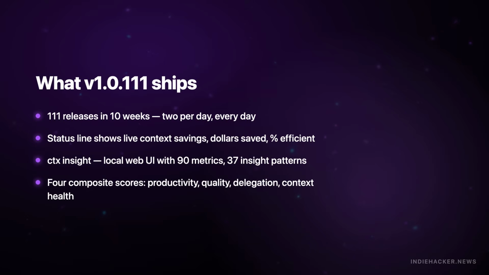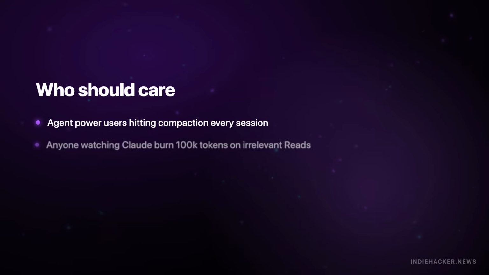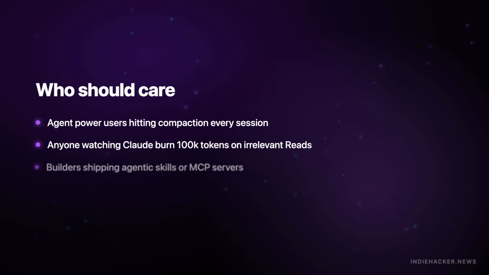Okay, so who should actually be paying attention to this? If you write code through an agent for more than an hour at a time, you've already hit the compaction problem. You're the target. If you've ever asked Claude or Cursor to research a repo and watched it burn 100,000 tokens reading files that didn't matter, you're the target. If you build agentic skills or MCP servers, the architecture choices in here, FTS5, BM25, RRF merging, sandbox isolation, are an open textbook for how to build context-efficient tools. And if you're paying for tokens, the 70% output compression alone pays for the install in about a week.